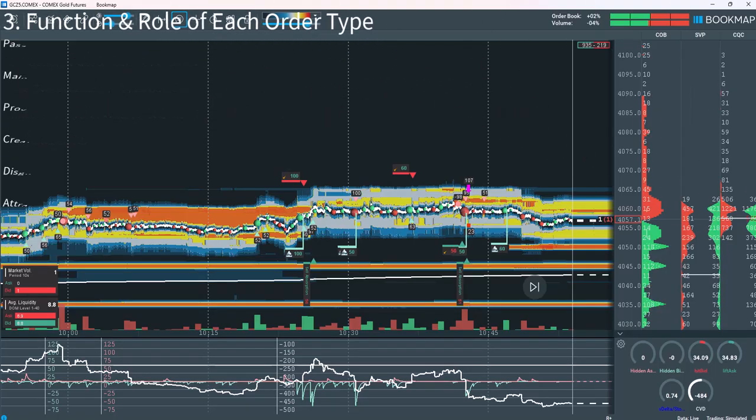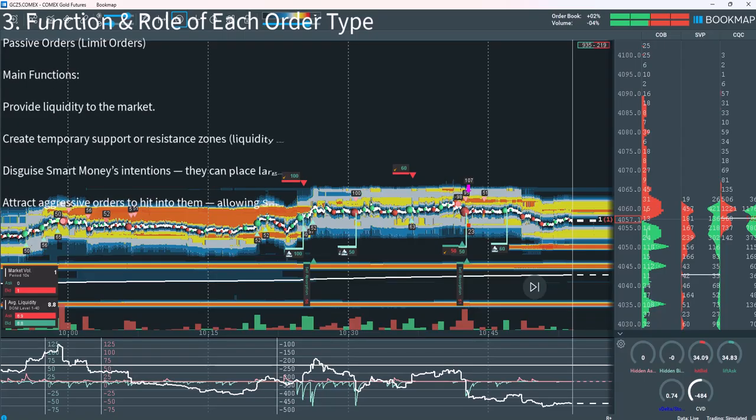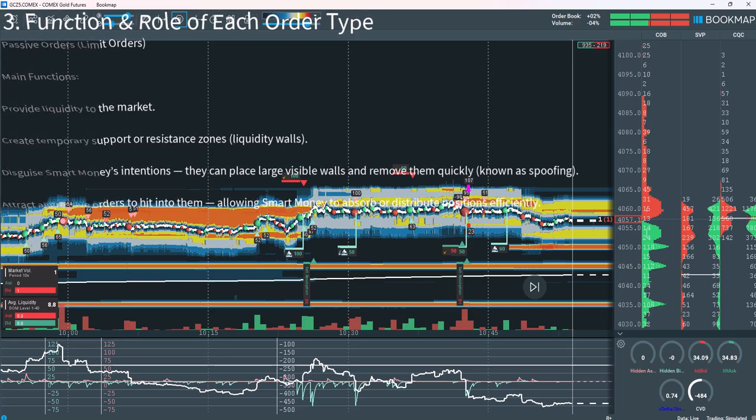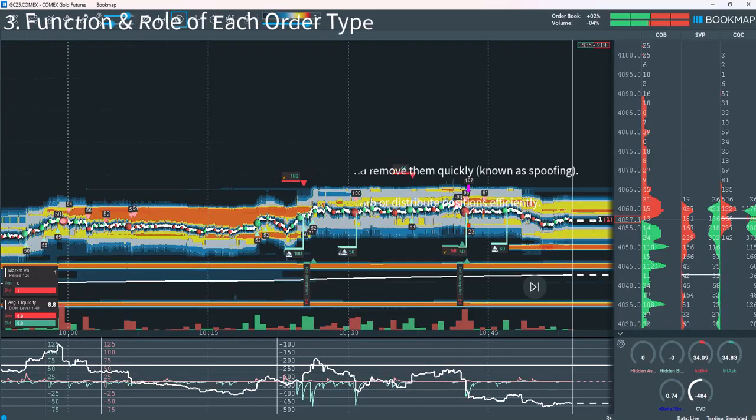3. Function and role of each order type. Passive orders. Main functions: provide liquidity to the market. Create temporary support or resistance zones. Disguise smart money's intentions, they can place large visible walls and remove them quickly. Attract aggressive orders to hit into them, allowing smart money to absorb or distribute positions efficiently.